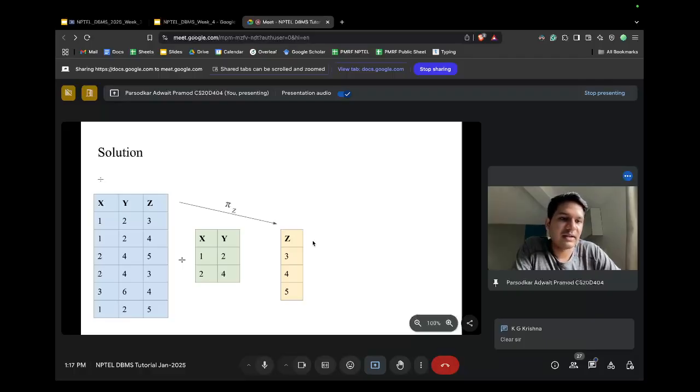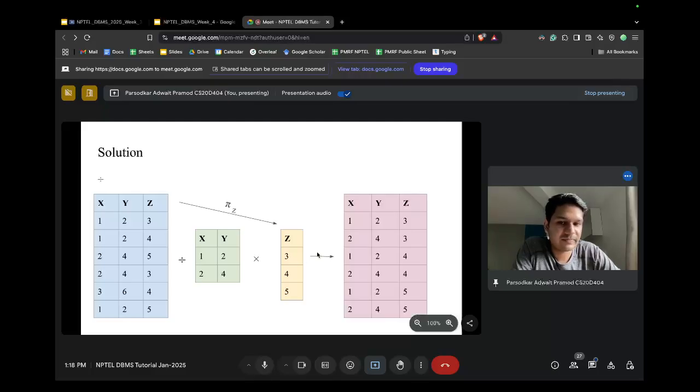Okay. Now that we have the set of candidate z values, what did we do next? We took every z value and combined it with the green table in order to create expectation. So when you create the expectation, what are you doing? You're essentially doing a cross product. So when you're taking the cross of the green table and the yellow table, what do you end up getting? You end up getting this pink table.